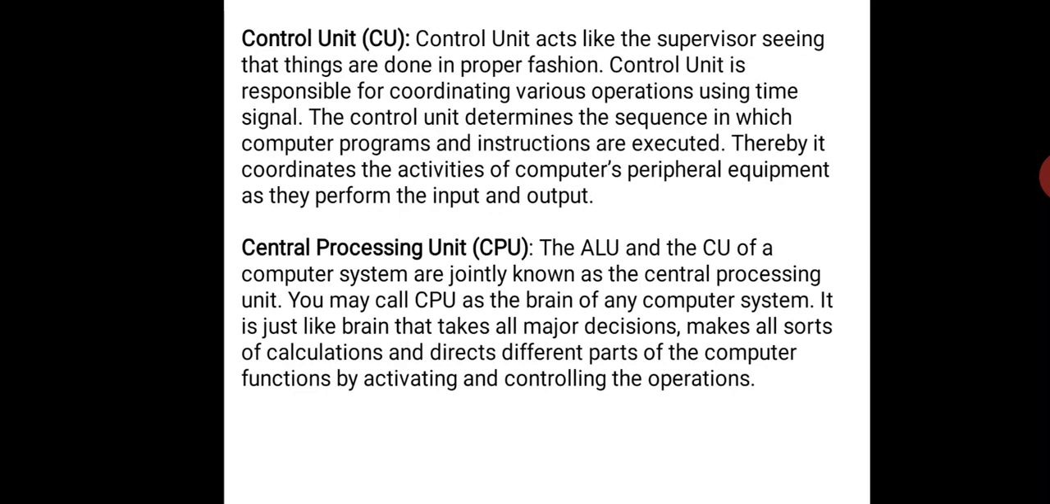CPU, all of you know already. The ALU and the control unit of the computer system are jointly known as the central processing unit. You may call the CPU the brain of the computer system. It is just like a brain: it takes all major decisions, makes all sorts of calculations, and directs different parts of the computer by activating and controlling the operations.